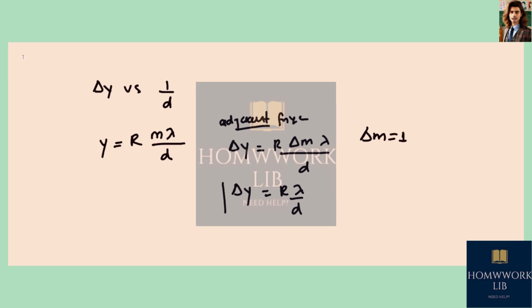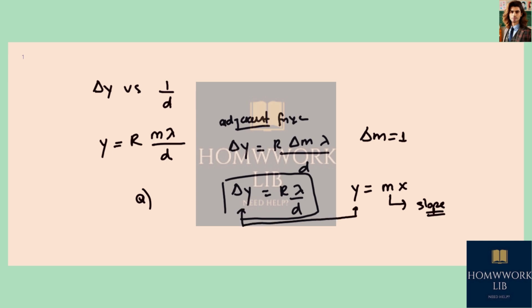This is also the answer to part A. Obviously, this equation resembles a straight line because it's in the form of y equals m times x. This m here is the slope. So then our delta y is like the y function that we have, and 1 over d is like our x. Let's write it here. X is 1 over d. Y is our delta y. Then the slope, which I called m, equals r times lambda. So yes, it resembles a straight line.